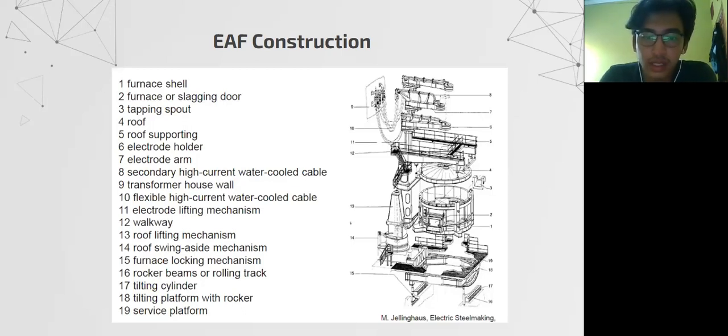For a more complete view, the picture explains the parts of the electric arc furnace, like number one is the furnace shell, number two is the furnace or slag door, number three is the tapping spout, number four is the roof, etc. Next.